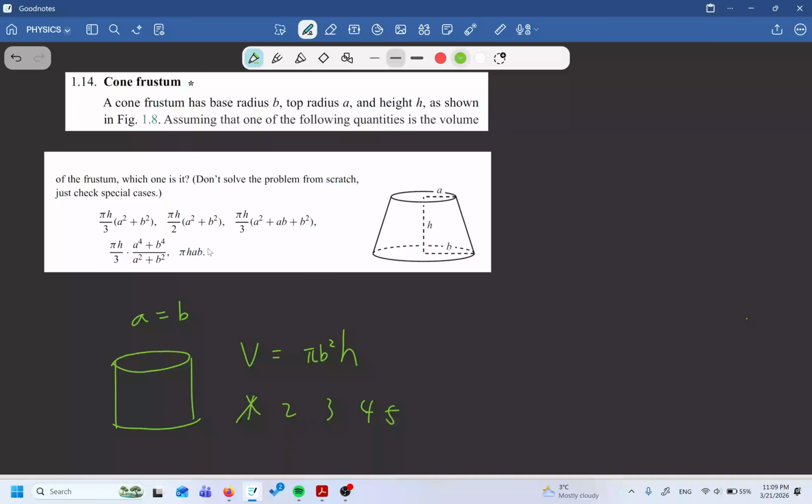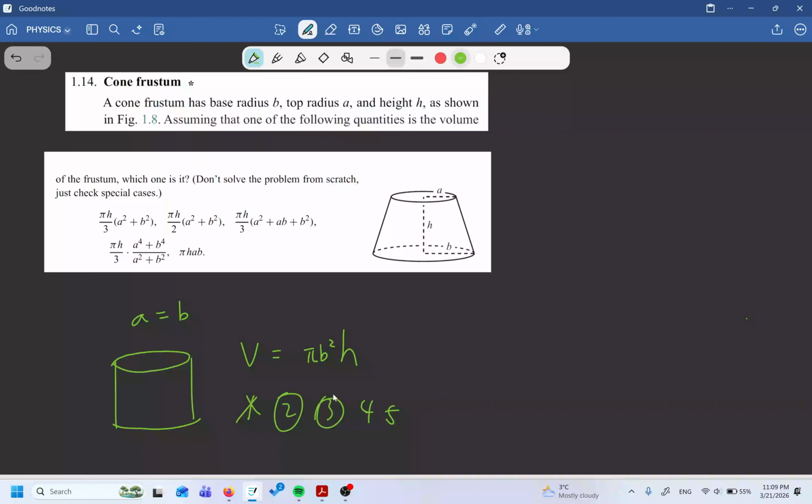And then the second choice is pi h 2b squared over 2, so it'll be pi b squared h. So 2 works. What about 3? If a equals b, it will be b squared plus b squared plus b squared, times pi h over 3, and that would also yield pi b squared h. So this is also one of the possible answers.